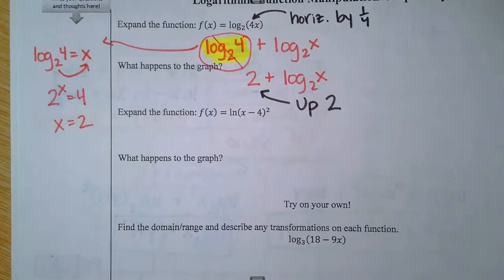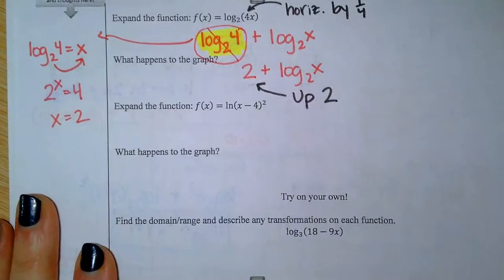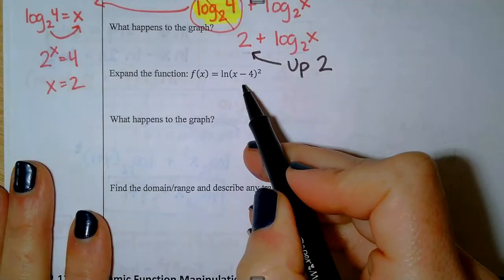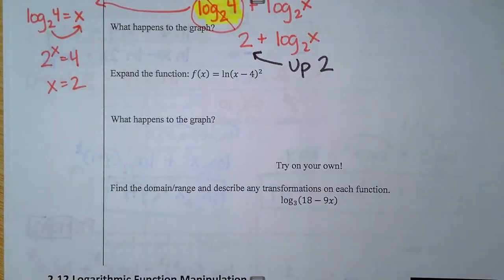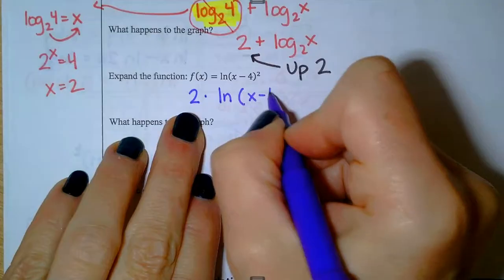So if you think about that, if I go up 2 and I horizontally stretch it by 1/4, I'm kind of scooching it in, and it's going up 2. So that's kind of like the same thing that's happening. So those are the same thing, but this might not be on your multiple choices, so you'd have to expand it. So like this one, what do I do with that 2? Move it out front, okay? So I'm going to move that out front, so I get 2 times the natural log of x minus 4.